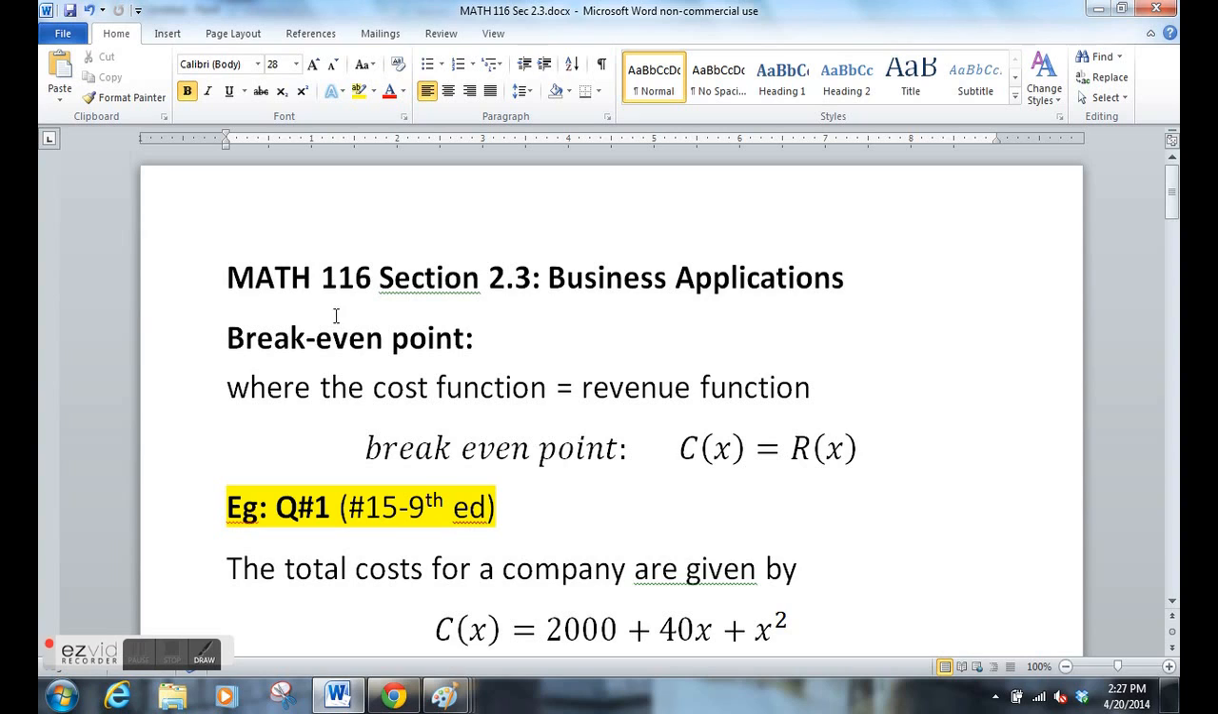Hi guys, this is Math 116, section 2.3. We're still working with parabolas, and this whole section is business applications of quadratic equations and parabolas. There are three main things covered in this section, and I have an example of each one.